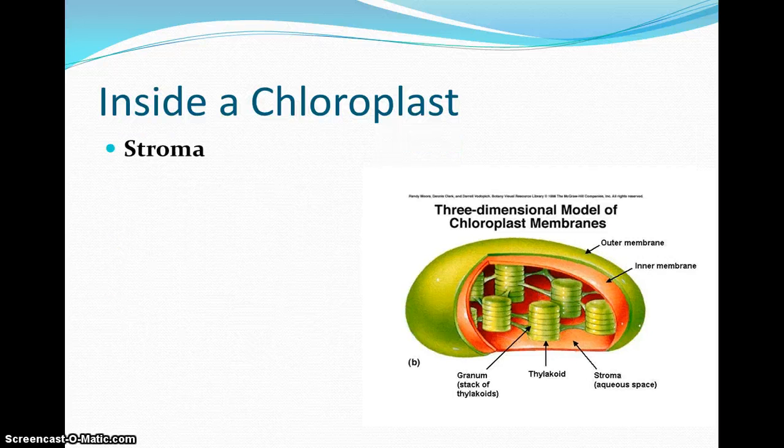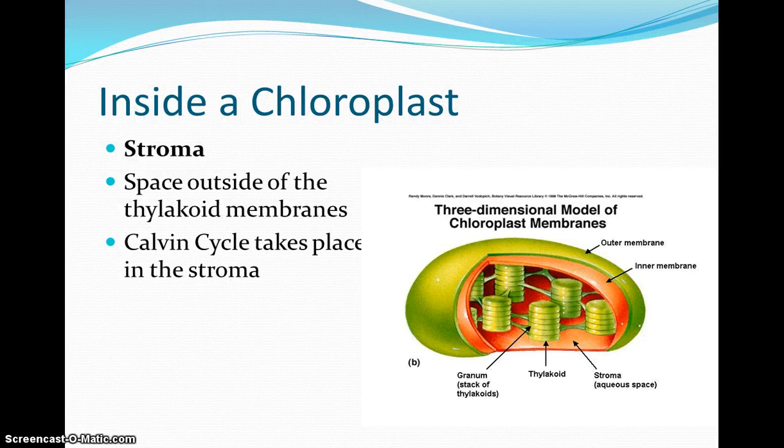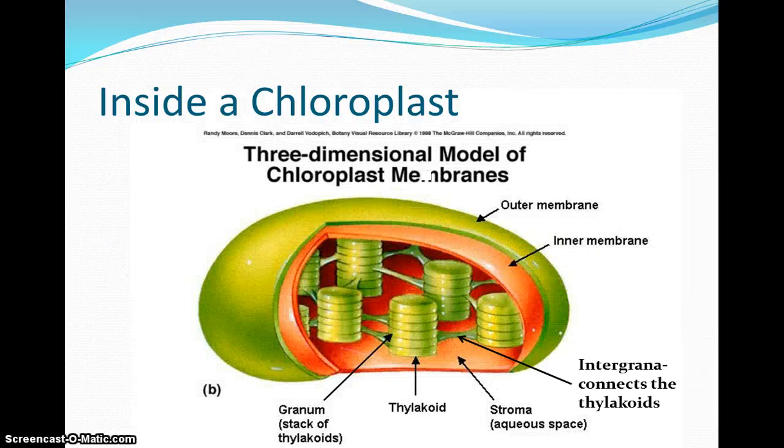The stroma is the space outside the thylakoid membrane. It's going to be like a jelly-filled thing, and that's where the Calvin cycle takes place. So just another picture again, inside the chloroplast.